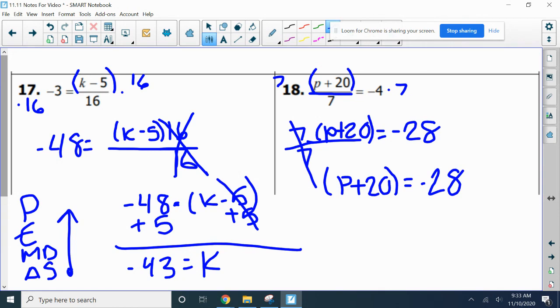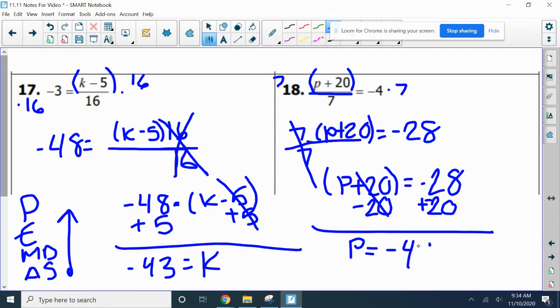All right, so to get rid of addition, we're going to subtract. So left side, right side, and plus 20 minus 20 cancels. So p equals, and this becomes plus a negative. So when I have two negatives, we're just going to add them. They're going to become a bigger negative. So we're left with p equals negative 48. Did you get that? If you didn't, do you see what you did wrong?